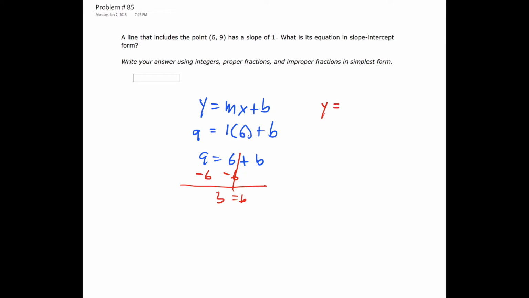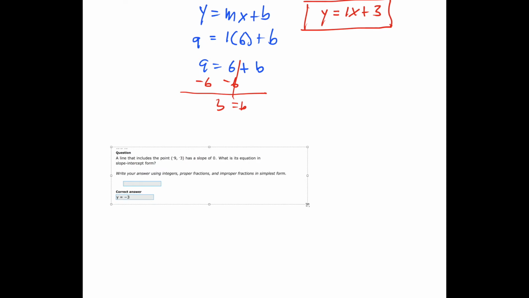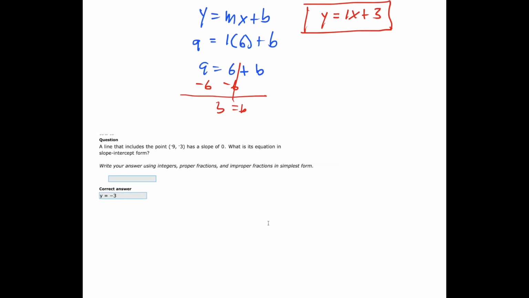Y is equal to 1x plus 3, but you don't need the 1, right? Well, actually, yeah, but it's not wrong with the 1. Okay, so what makes this linear equation problem different than the rest? It will work half the time.